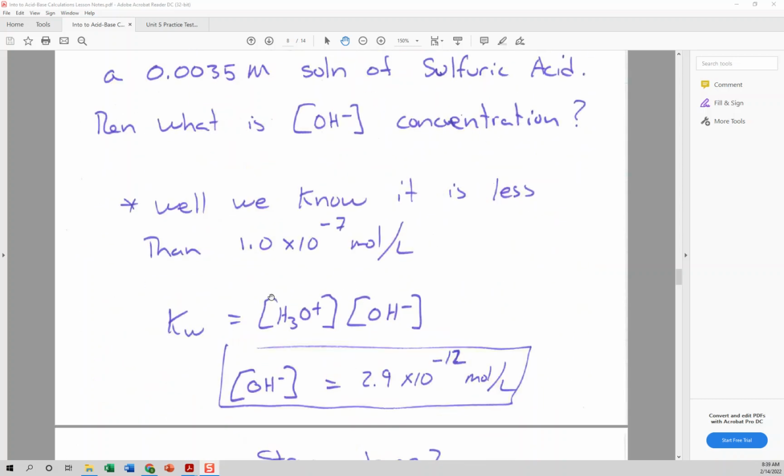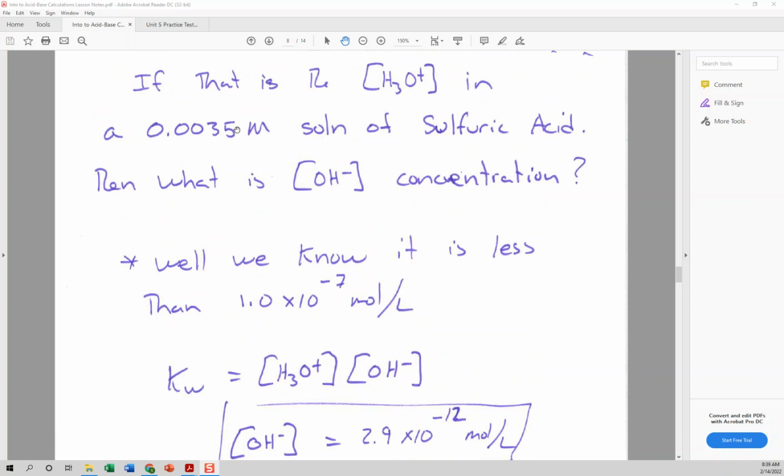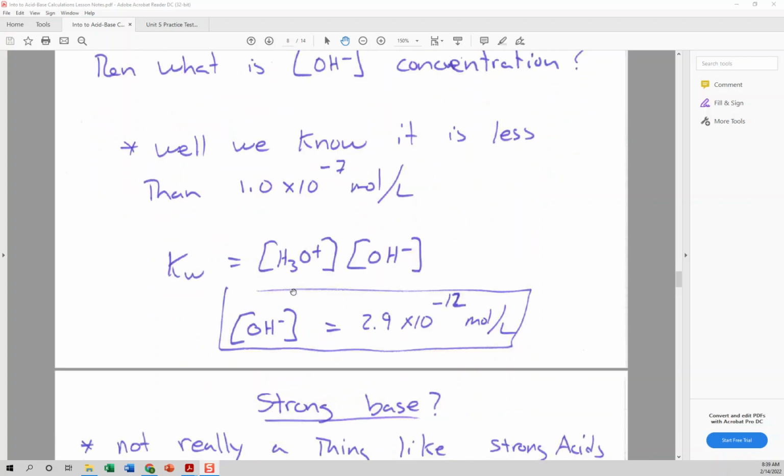And so we could just throw in our hydronium concentration into our Kw equation. And if I was given hydronium, I could solve for hydroxide because I could plug in Kw. Kw is 1 times 10 to the negative 14. So if I go 1 times 10 to the negative 14 divided by our H plus concentration, that'll give me my hydroxide concentration. So in that sulfuric acid solution, that's the molarity of hydronium, that's the molarity of hydroxide. Notice it's well below 1 times 10 to the negative 7, right?